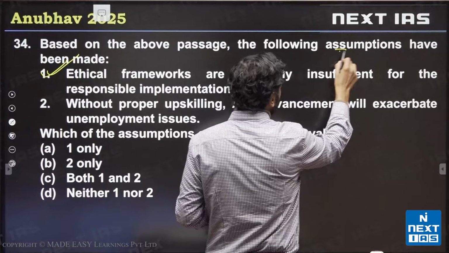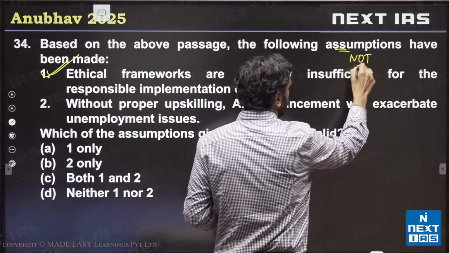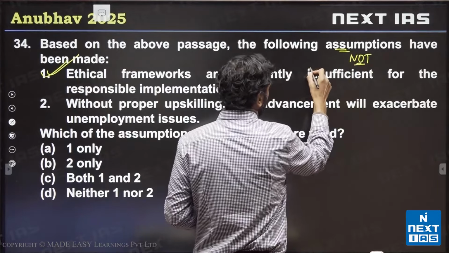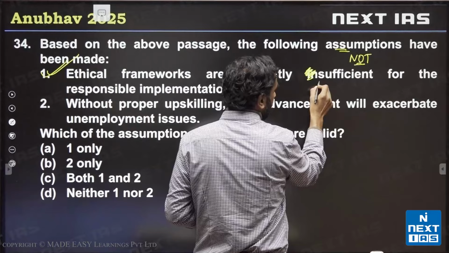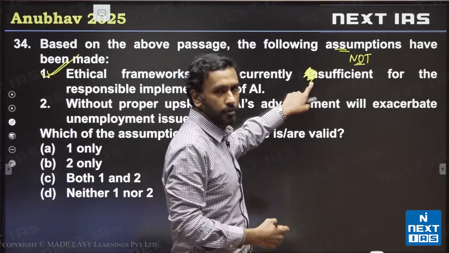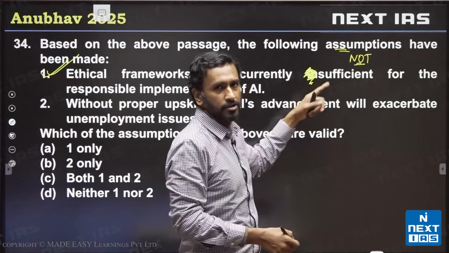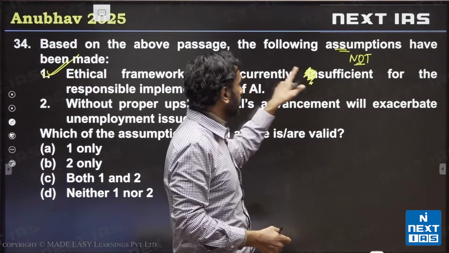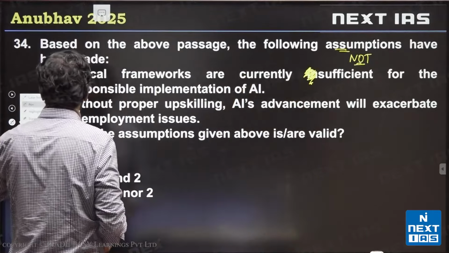In assumptions, I can use the word not to check whether it's valid or not. Here, since the negative is already present, we had to remove it and check. And we notice if we remove the word not in this case, the passage stops making sense. So this was a necessary assumption for the passage to exist.